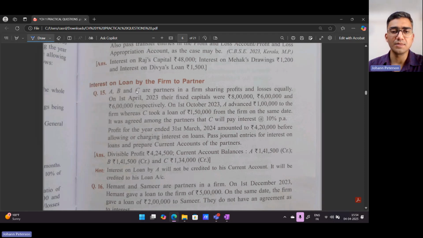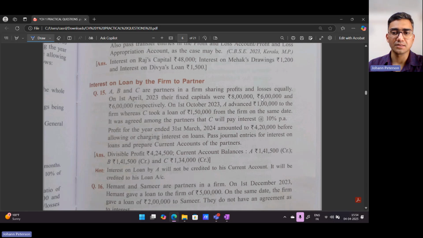The question says A, B, and C are partners in a firm sharing profits and losses equally. On 1st April 23, their fixed capitals were 8 lakh, 6 lakh, and 6 lakh respectively. So at the beginning of the year, this is the capital given to us. On 1st of October 23, A gave a loan of 1 lakh to the firm, whereas C took a loan of 1 lakh 50 from the firm on the same date.